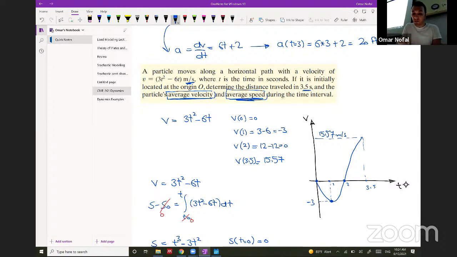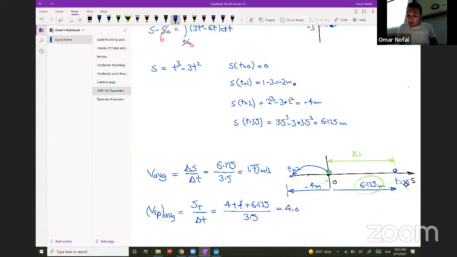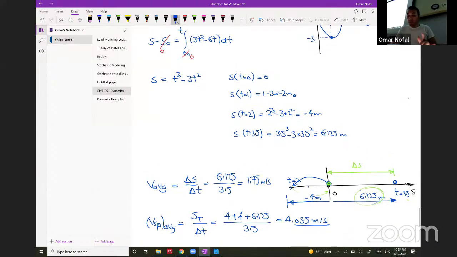Let's get the average speed. So for the average speed, V speed average is equal to S traveled over delta T. So S traveled: this particle made a 4 and another 4, so 4 plus 4, and another 6.125, over 3.5 seconds. So this will give you 4.035 meters per second. So this is the average speed of this car during this interval.